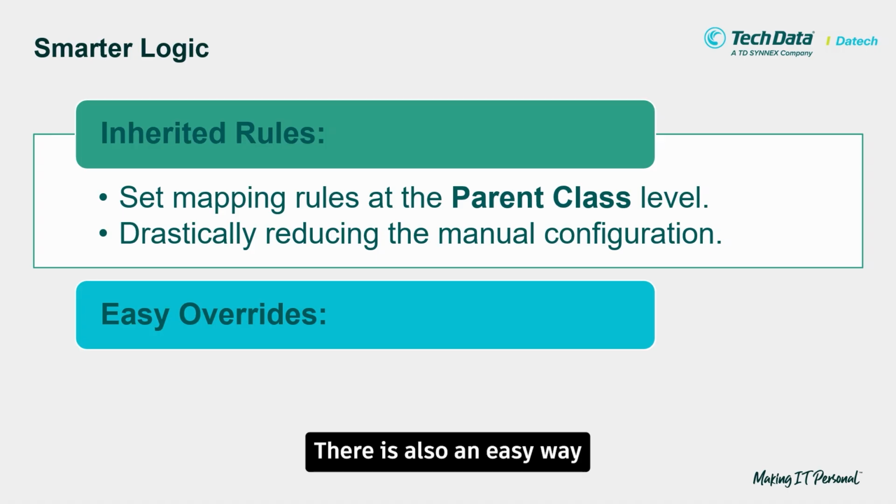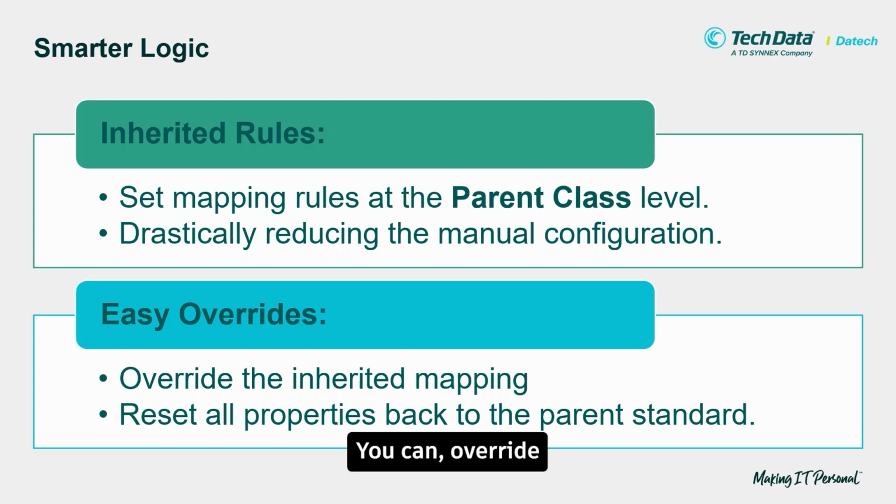There is also an easy way to override it. If a specific class needs unique settings, you can override the inheritance mapping for just that class. You can also reset all the properties back to the parent standard using Alt Tab, which helps you toggle between the parent and the child level.